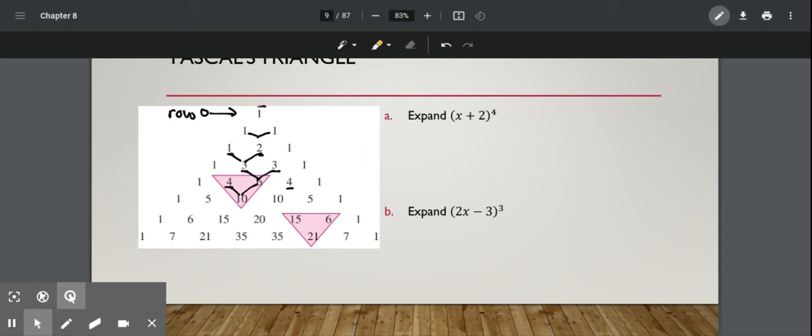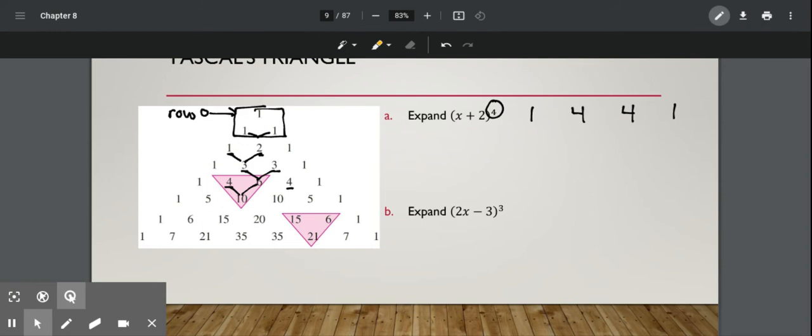So as long as you know these first two rows, you should be able to figure out what the rest of the rows are, because you could just come up with them, right? Adding the numbers above them. So if we want to expand this x plus 2 to the fourth, that means that the fourth tells us that we're using the row with the 4. So we're using the 1, the 4, the 4, and the 1. And so we need to write that down.